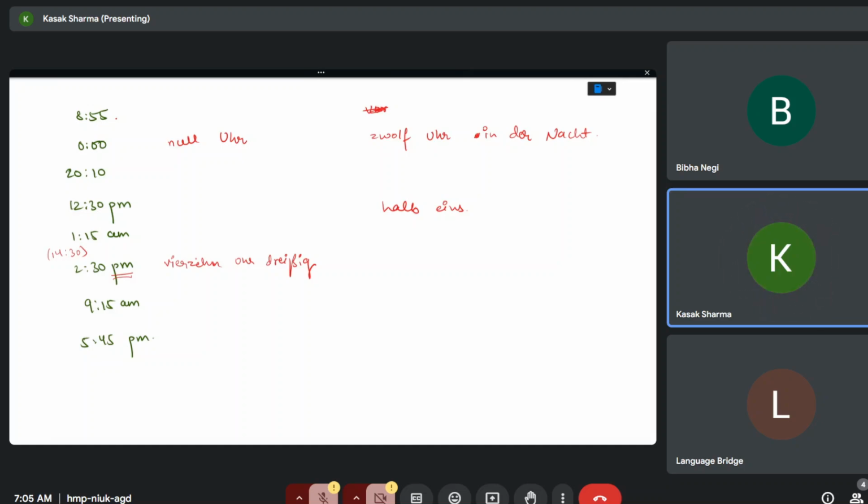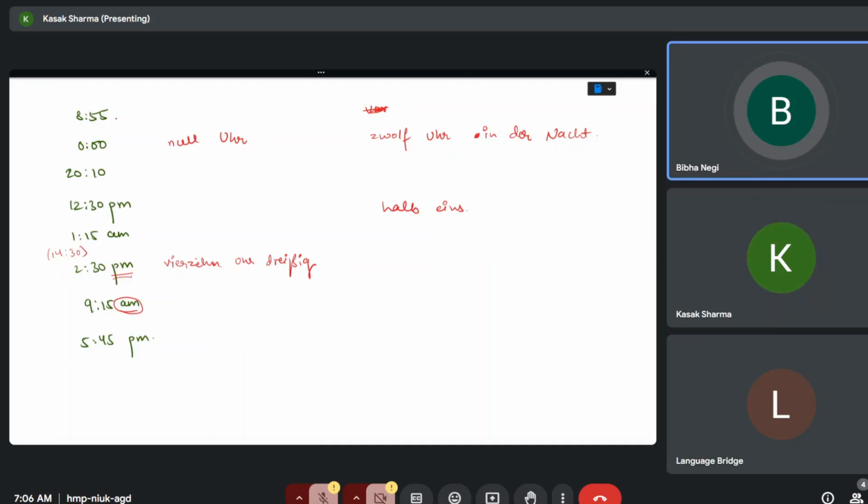Next. 9:15. It is AM, na? So it will be normal, simple: "neun Uhr fünfzehn", and informal will be "Viertel nach neun".